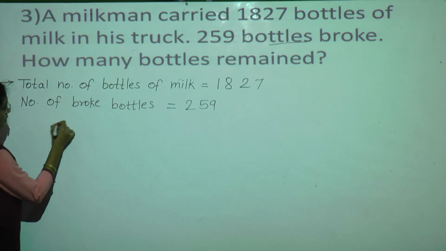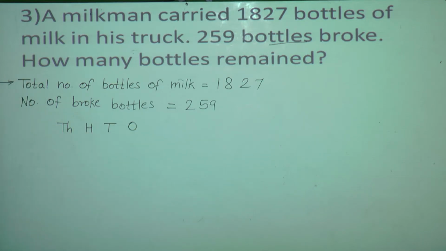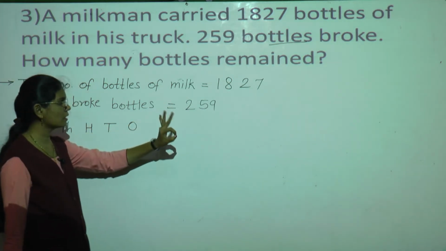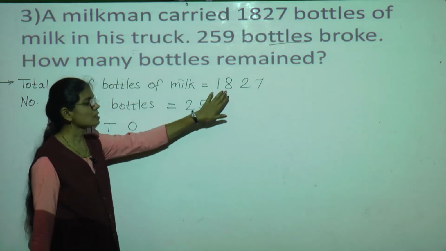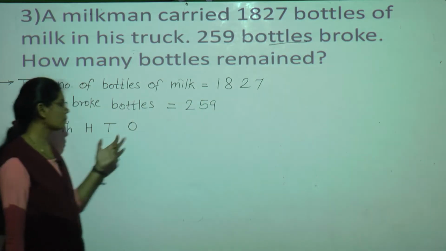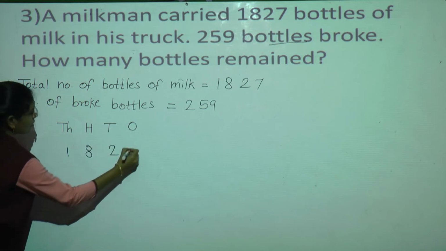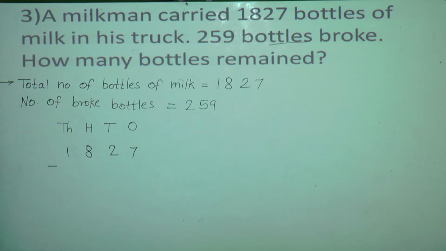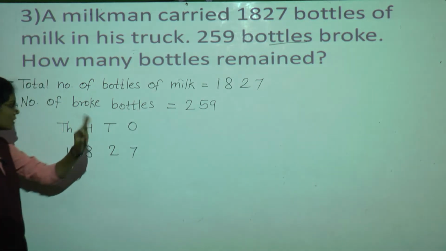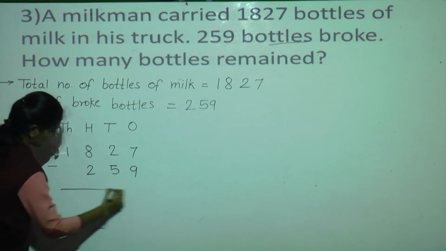First of all, draw the place value chart and put these two numbers in the place value chart. See, the first number is a 4-digit number, and the second is a 3-digit number. This 3-digit number is always smaller than a 4-digit number. So first of all, which number will you write? Yes, this 4-digit number we will write in the place value chart. Write the number 1827 minus, what is the second number? The other number is 259, which is a 3-digit number. So start from the hundreds place, 259. Now do the subtraction.